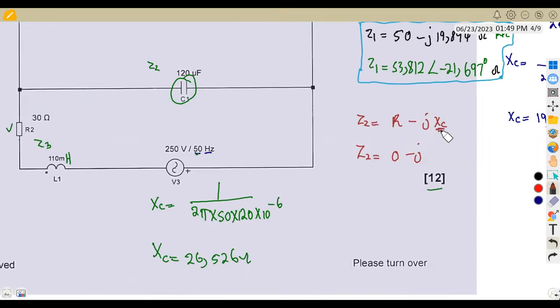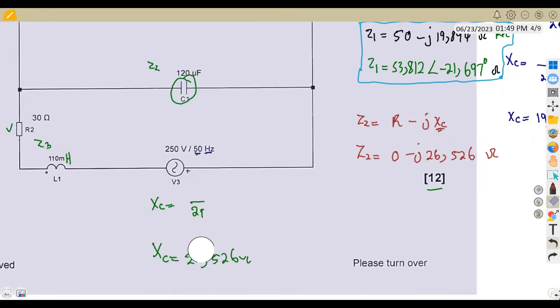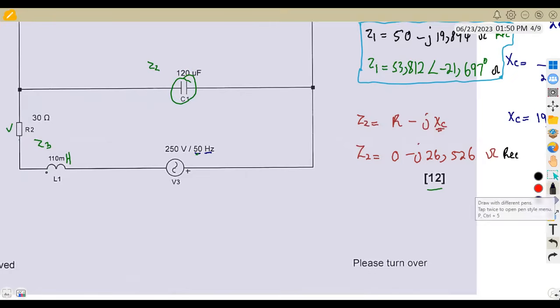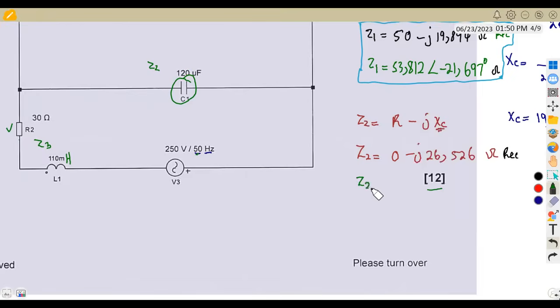We have got our XC, which is 26,526. So everything here is in ohms. That is our XC. So this is what we have in rectangular form. So we are giving the value of XC, which is in rectangular form. So we can also convert this. We do not know what is going to happen later on. So it is best for us to also convert our Z2 to polar form.